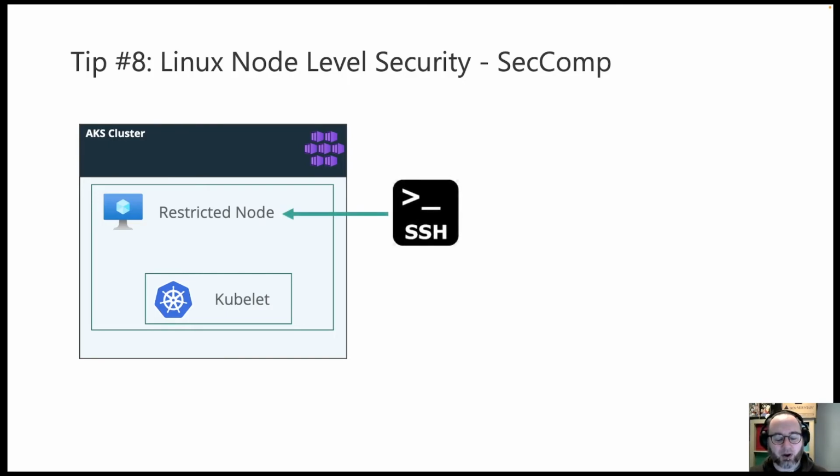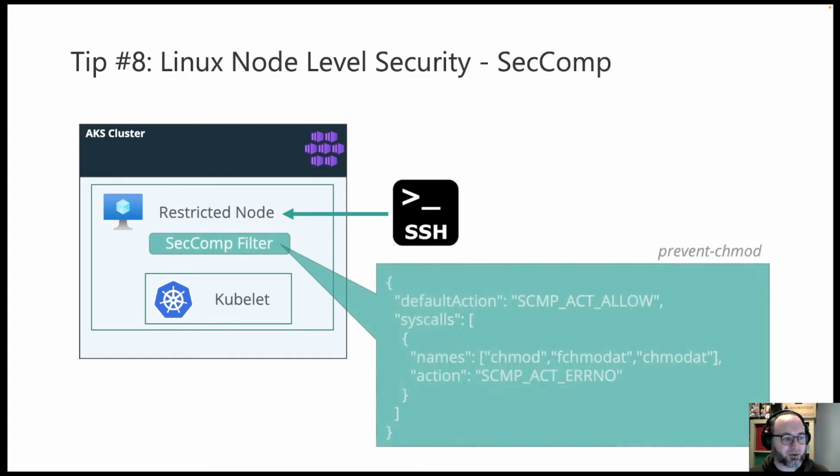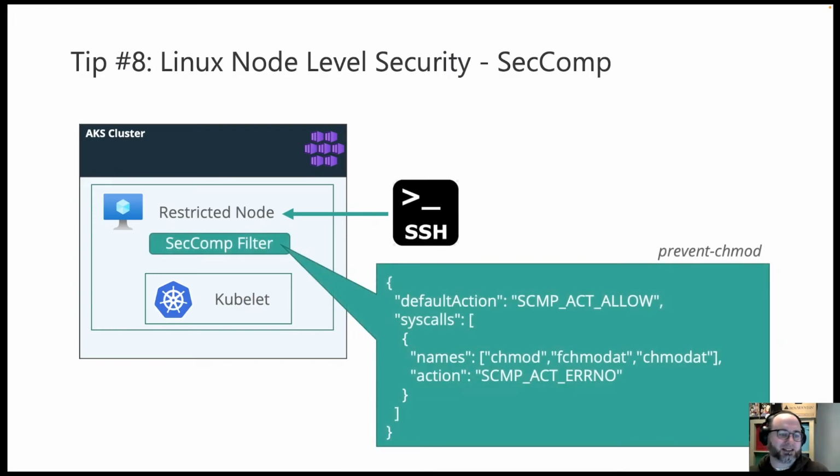This again is applied at the node level, whereas AppArmor is an operating system level, this is at the process level. So with this one, let's say we want to prevent people from chmodding. We don't want people to be able to change permissions on particular files. And again, it's a kind of profile thing. In seccomp, they're called filters.